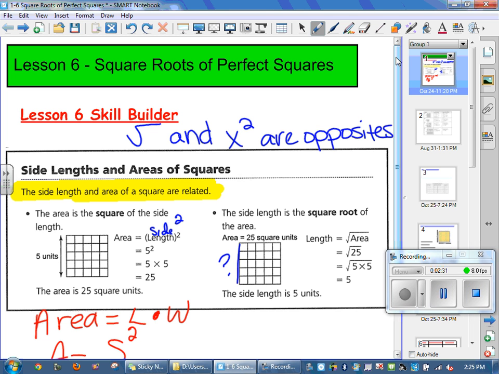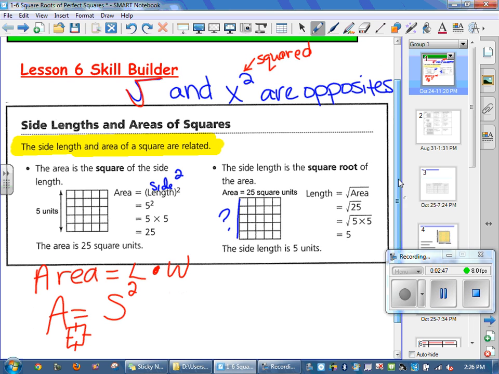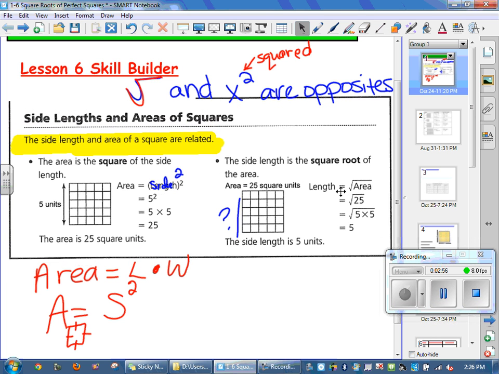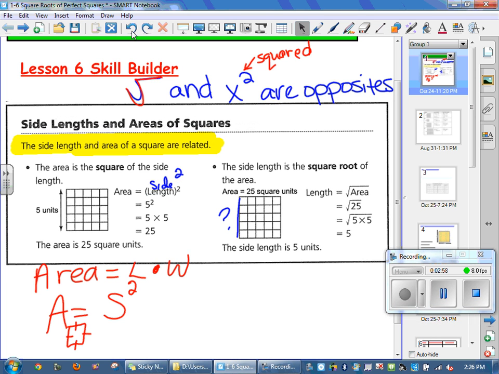Okay, write that down please. Square roots and squaring are opposites. So when we take a look, what have they done to find the side length? They've taken the square root of the area. And we did that again. We need to take the square root of area.